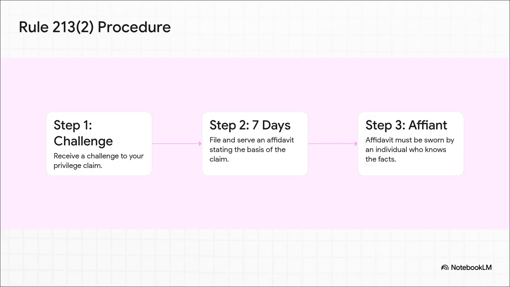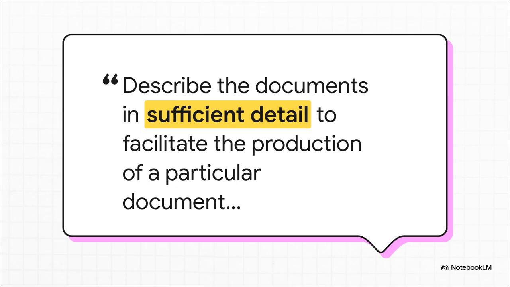Within those 7 days, you have to file and serve an affidavit, and it has to be sworn by someone who actually knows the facts, usually the solicitor, and it's got to spell out exactly why you're claiming privilege. You miss that 7-day deadline, you're in a world of hurt. So here's the million-dollar question. How much detail do you actually give in that affidavit without giving the game away and waiving privilege?